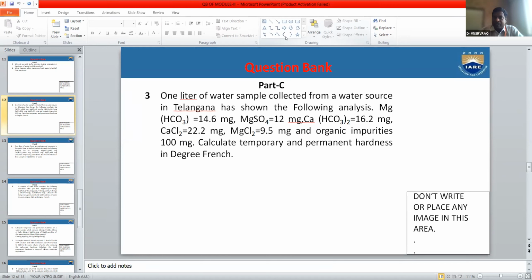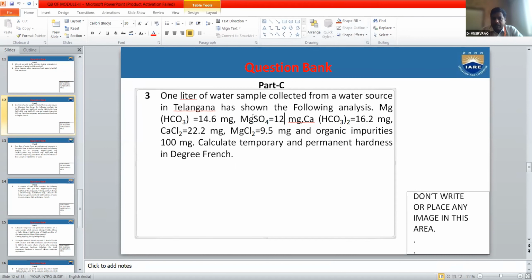Now these salts are present in units, for example, magnesium sulfate is present in 12 milligrams. This milligram quantity is converted into ppm. That is called the expression of the hardness in terms of equivalence of CaCO3. And the formula is: amount of the hardness producing substance divided by the molecular weight of the hardness producing substance, into 100.